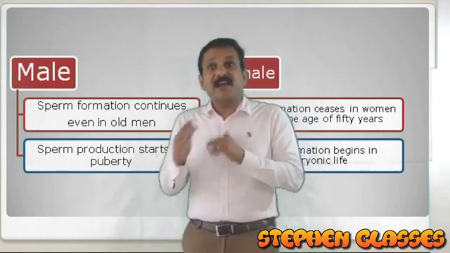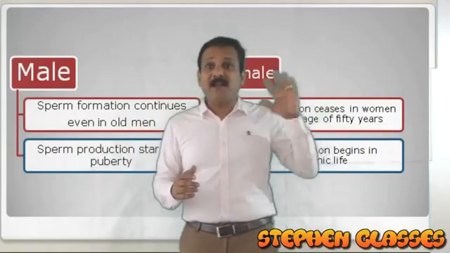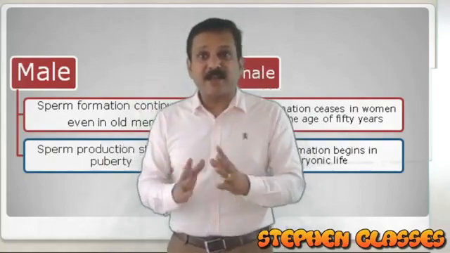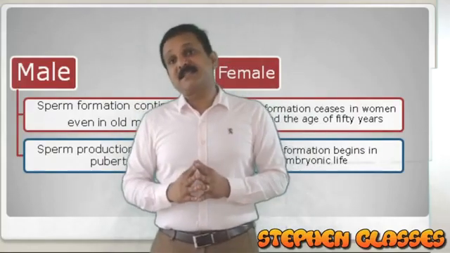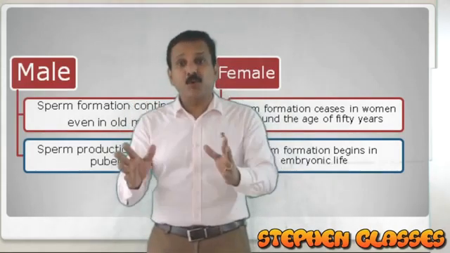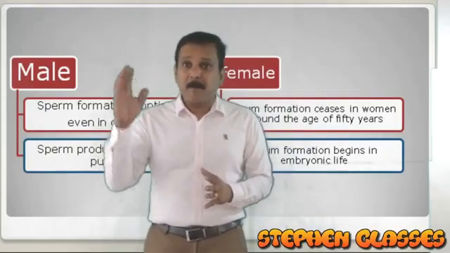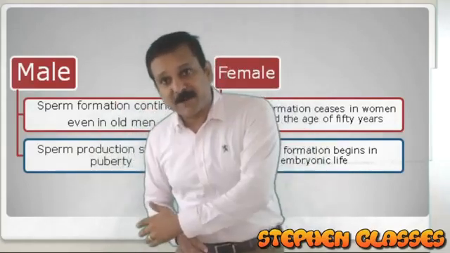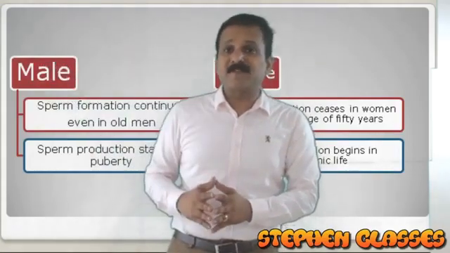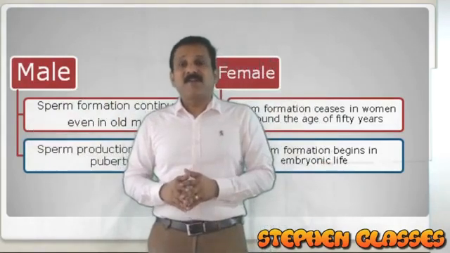Regarding gametogenesis, there is a difference between male and female. You got it? So in this class, I tried to explain the reproductive events of humans. In the next class onwards, we will discuss the male reproductive system, then the female reproductive system, and also the different functions of the male and female reproductive systems. So this was only an introduction to our first chapter.